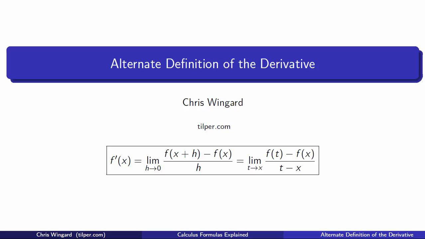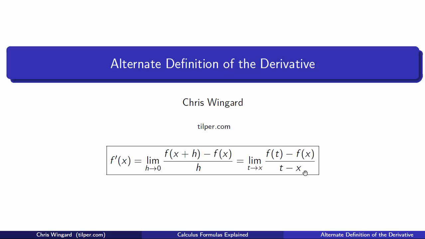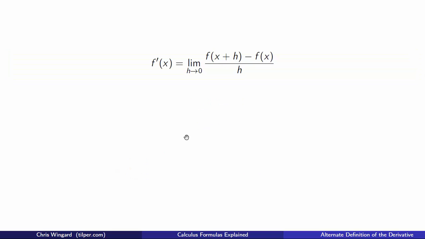Now let's talk about the alternate definition of the derivative. So this will be pretty quick, but it's still something worth looking at. We know that the regular definition of the derivative says that f prime of x is the limit as h goes to 0 of f of x plus h minus f of x, all divided by h. So how do we go from here to this alternate definition?